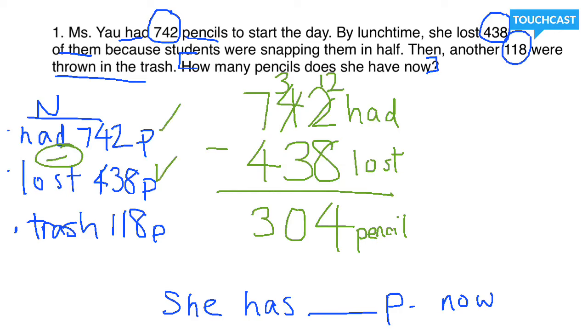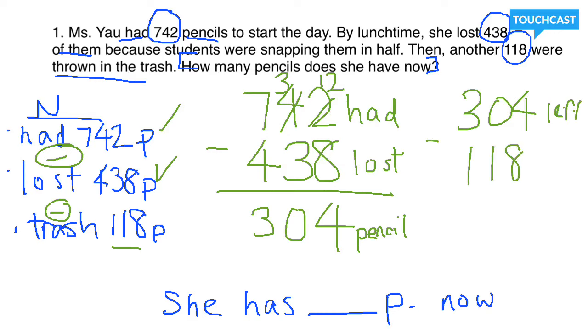Check. Check. We're not done because we haven't used our last number. So if another 118 were thrown in the trash, that tells me that's probably subtraction. So I'm going to take my number, 304 pencils left, minus 118 in the trash. Remember that I'm copying my numbers down correctly. 4 minus 8. No way. So then I borrow from here. But I can't. So I'm going to borrow from here. This becomes 2. This becomes 10.